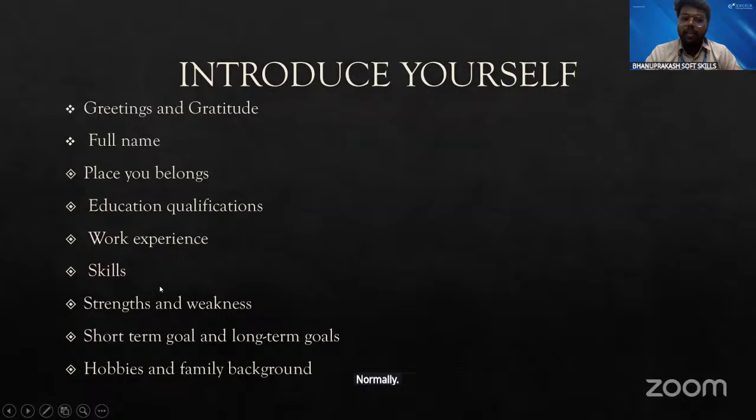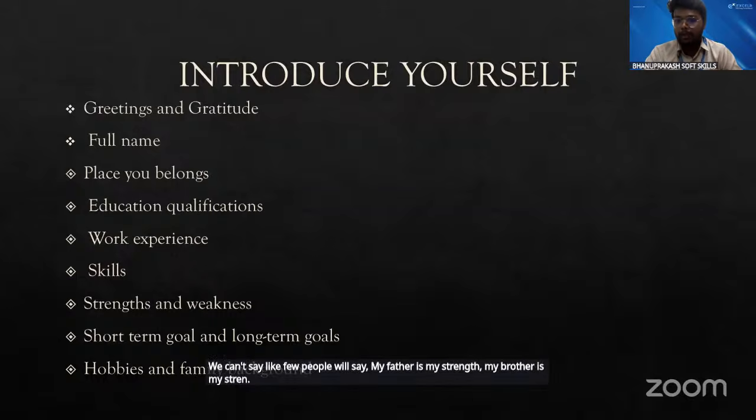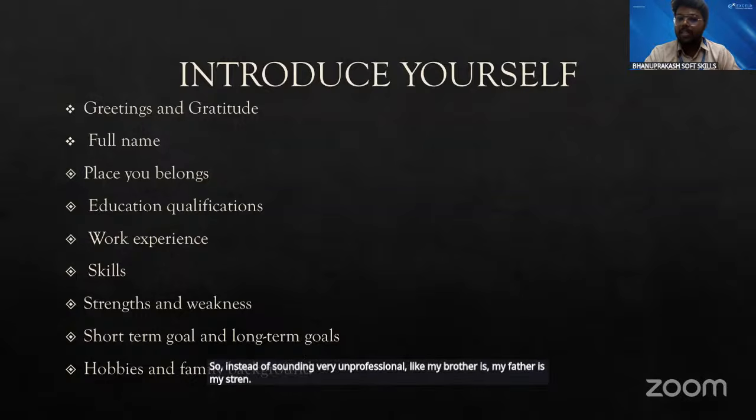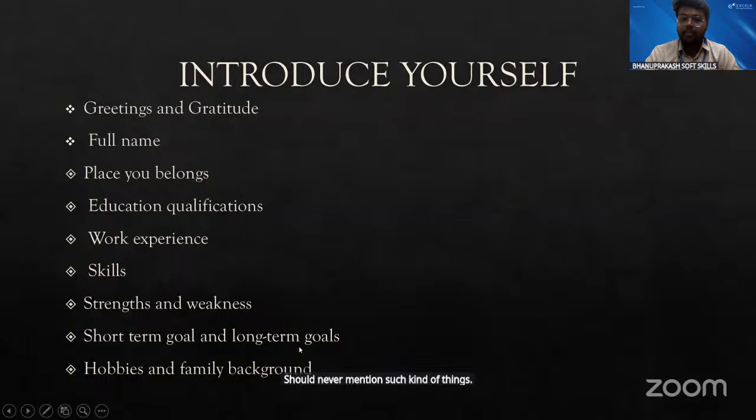Normally, tell me what type of strengths that we can mention. We can't say, like few people will say, my father is my strength, my brother is my strength. Of course, they are the biggest strengths in our life, but this is not anything related to the personal information that you are expected to present yourself professionally. So information should also be related to professional. So instead of sounding very unprofessional, like my brother is my strength, my father is my strength, you should never mention such kind of things. Never intervene anything related to the personal things. So instead, what strengths we can mention?